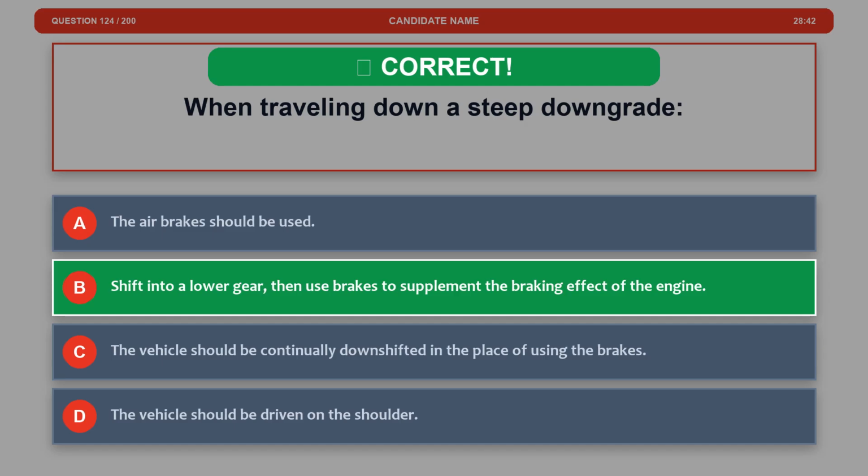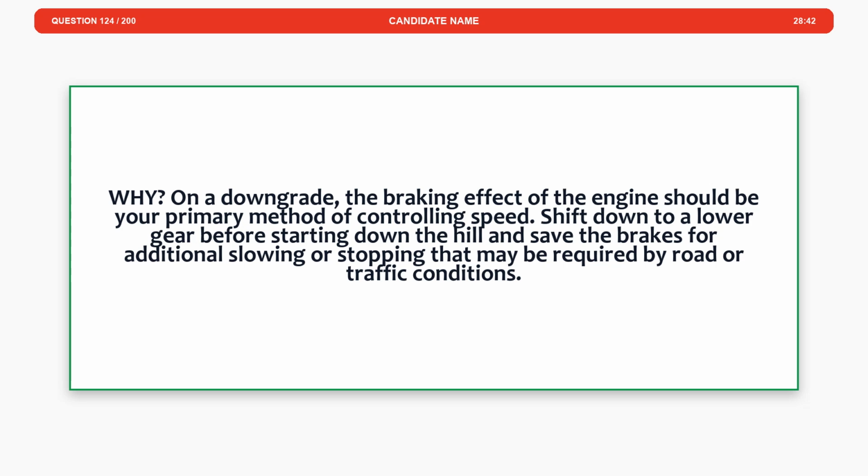The correct answer is option B. Shift into a lower gear, then use brakes to supplement the braking effect of the engine. Explanation. On a downgrade, the braking effect of the engine should be your primary method of controlling speed. Shift down to a lower gear before starting down the hill and save the brakes for additional slowing or stopping that may be required by road or traffic conditions.